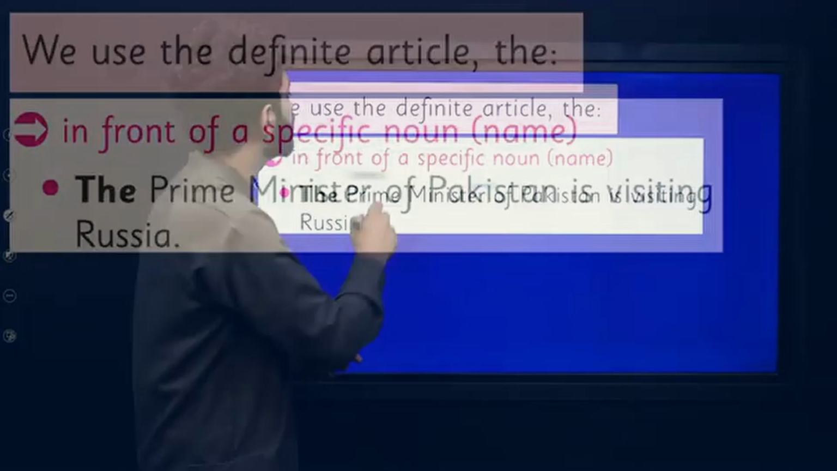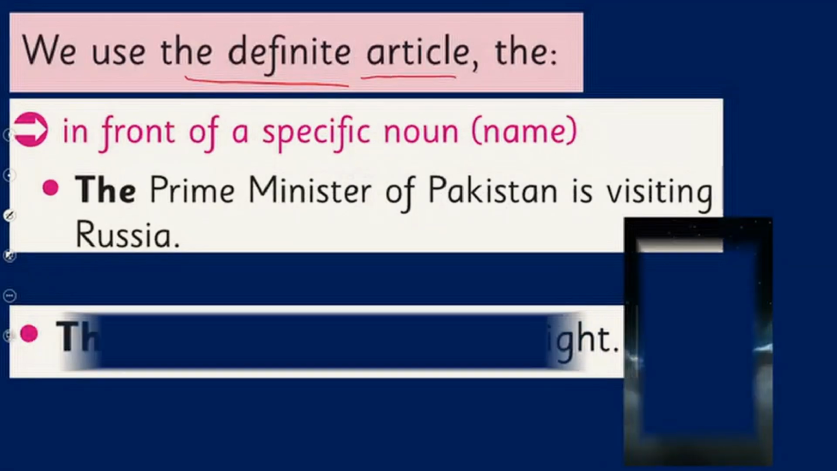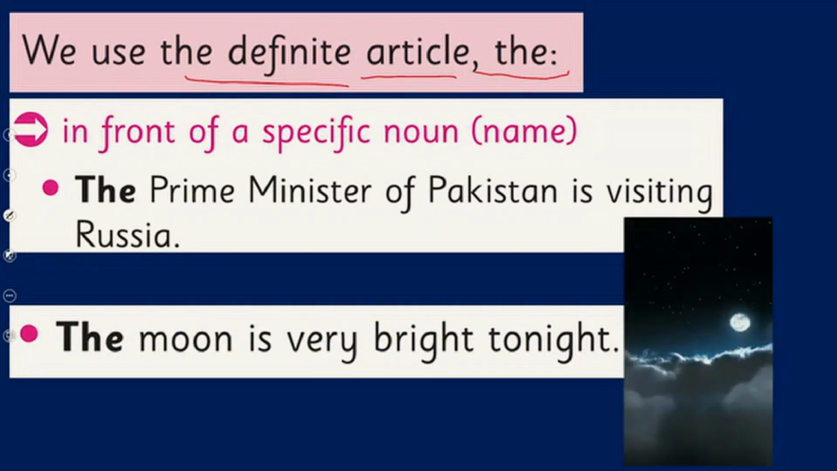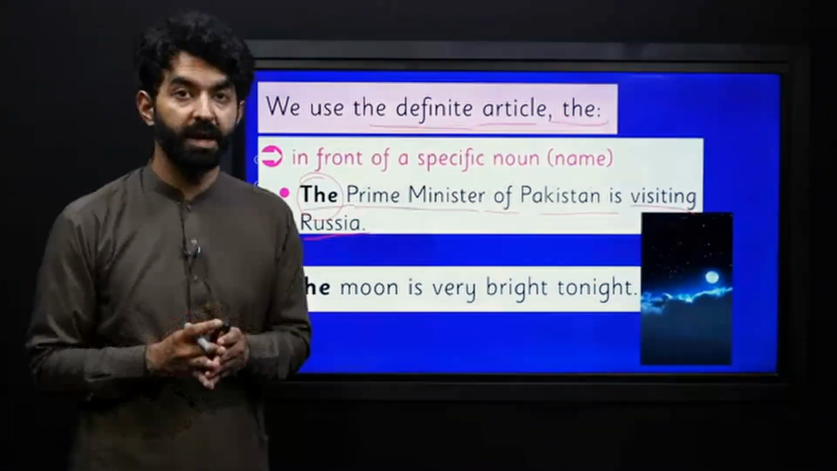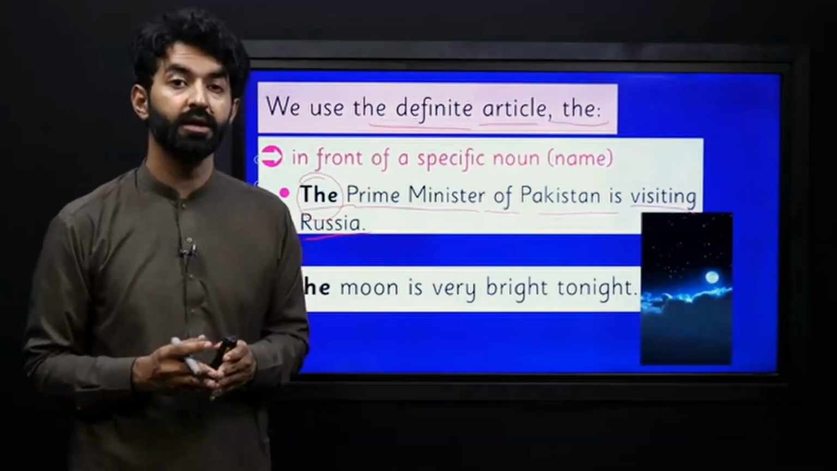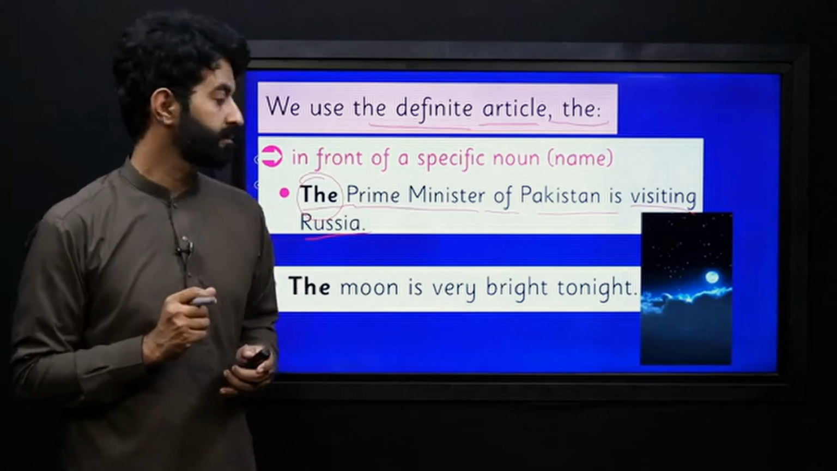So also we use the definite article the in front of a specific name or noun. For example, the Prime Minister of Pakistan is visiting Russia. So we are talking about not anyone, but we are talking about a specific person or specific noun. So we use the because there's only, at that time, one Prime Minister. So this will be a definite article. Hence we are using the.